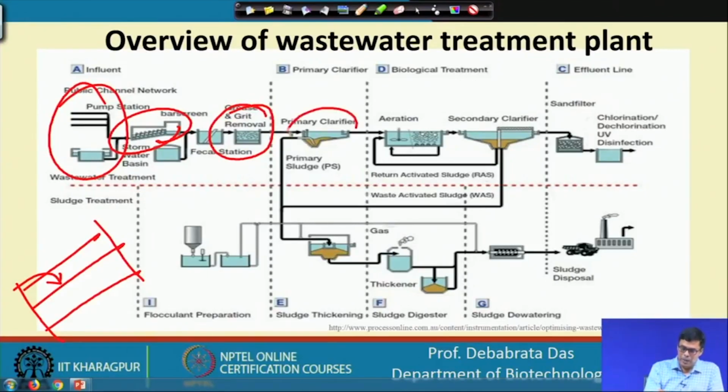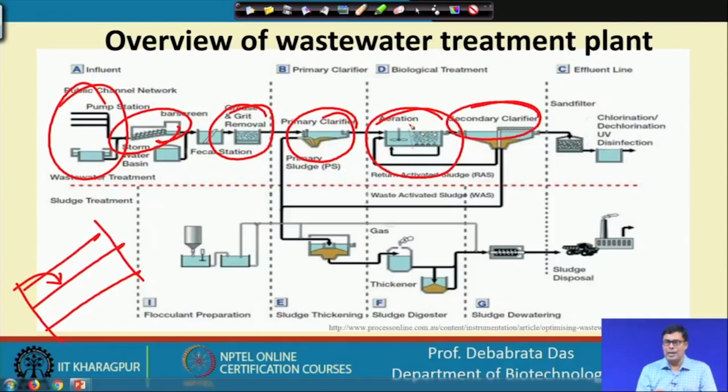After that, we have the primary clarifier, where the fine particles, very small particles of about 10 micron and other things, will be separated out. After that, it comes to the aeration basin. This is called the activated sludge process. Here you allow your bacteria to grow and utilize the soluble organics and convert them to insoluble cell mass, and then this cell mass you separate in the secondary clarifier.